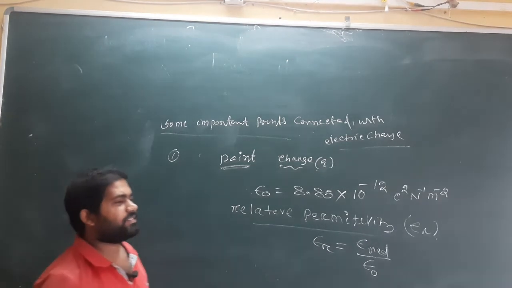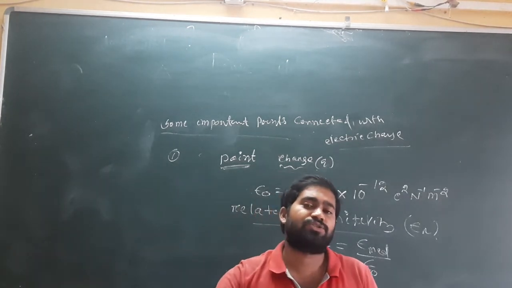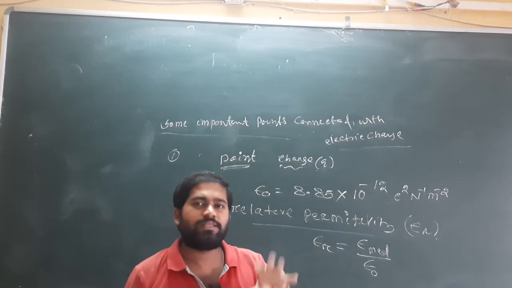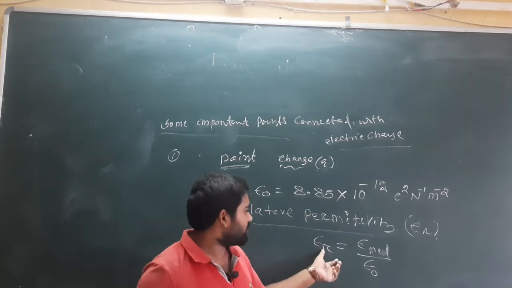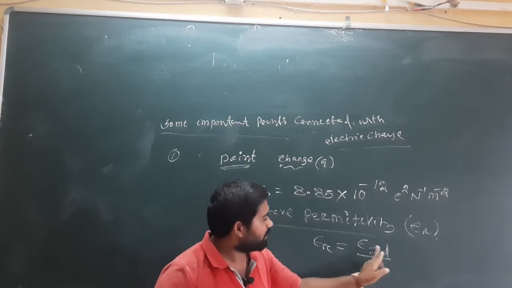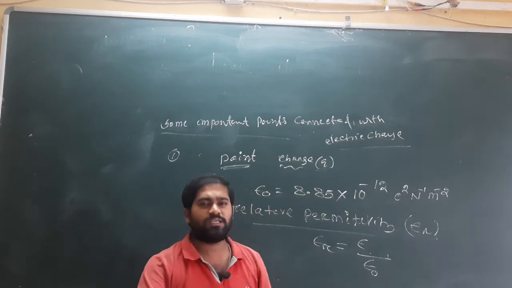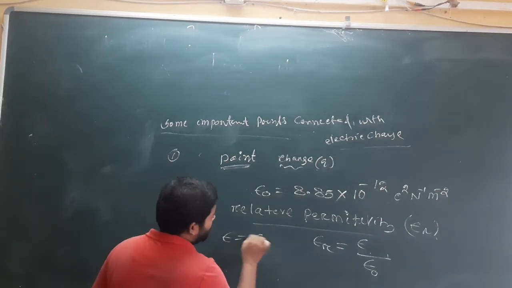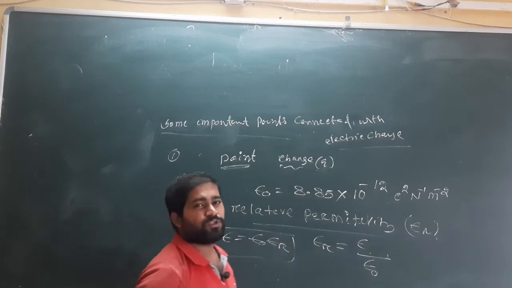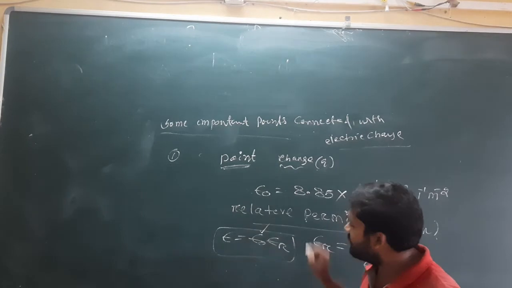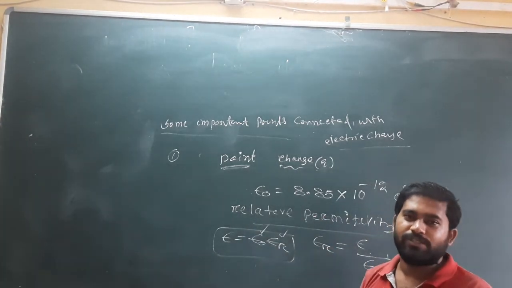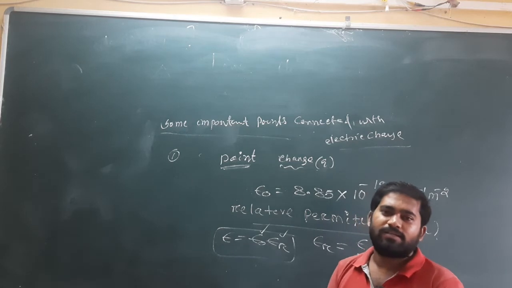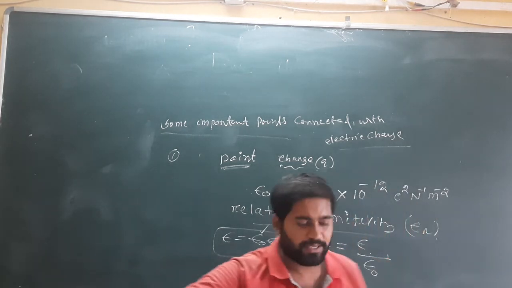So relative permittivity measures the variation in strength or effect of charge between a medium and free space. Epsilon r, the relative permittivity, equals epsilon by epsilon naught, or epsilon equals epsilon naught epsilon r. So permittivity of any medium is the product of permittivity in free space and the relative permittivity. These are the different terms connected with charge when we observe Coulomb's force. Now let us move to Coulomb's law.